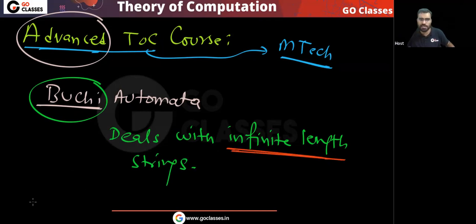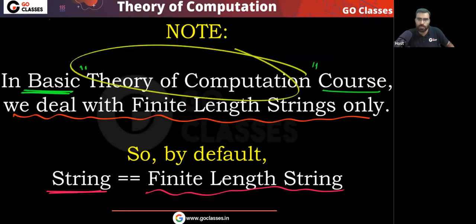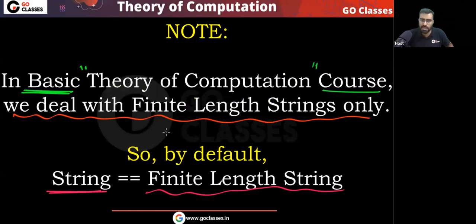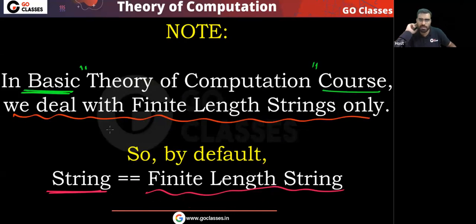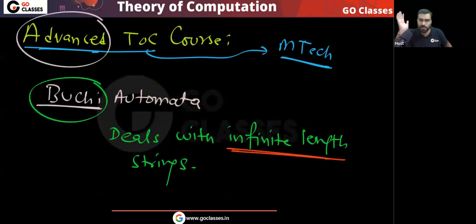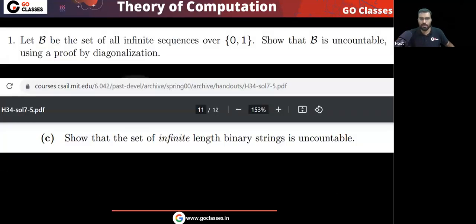Is this clear? So the simple point I'm telling you is that in the basic theory of computation course, or from the GATE exam point of view, every string has finite length, because all these machines, DFA, NFA, PDA, Turing machine, and context-free grammar, deal with finite length strings only. We don't have infinite length strings. Yes or no? But anyway, the point is simple. If you want to define them, you can define them. So let's see this question.